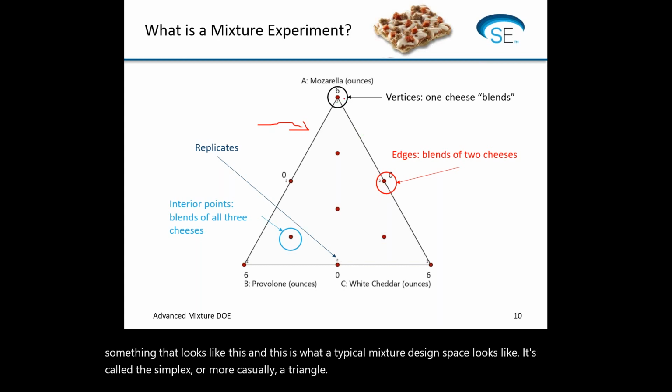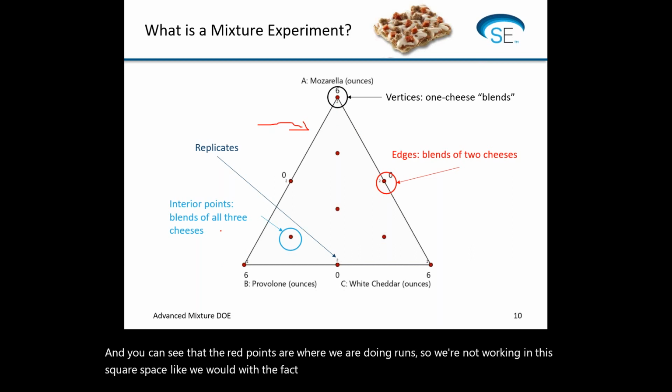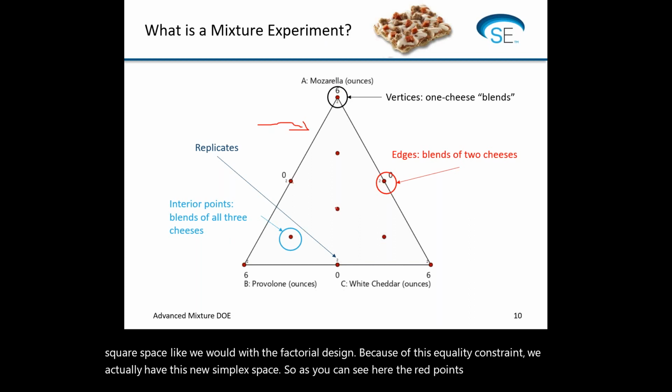And you can see that the red points are where we are doing runs. So we're not working in this square space like we would with the factorial design. Because of this equality constraint, we actually have this new simplex space. So as you can see here, the red points denote runs that we're doing.